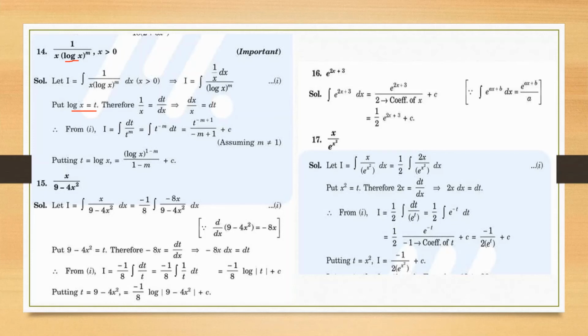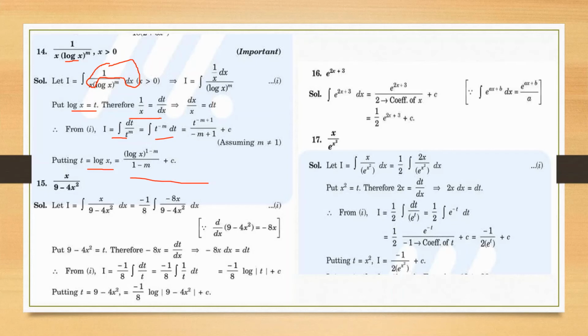If you are not writing it, then also it is okay, that you know that both of them all together will bring dt. So this question changes to dt upon t raised to power m, and you know t raised to power m should be taken as t raised to power minus m. Okay, then use the power rule, t raised to power minus m plus 1 upon minus m plus 1 plus c, and put t as log x, and this is the desired answer. Don't forget to resubstitute what you substitute.